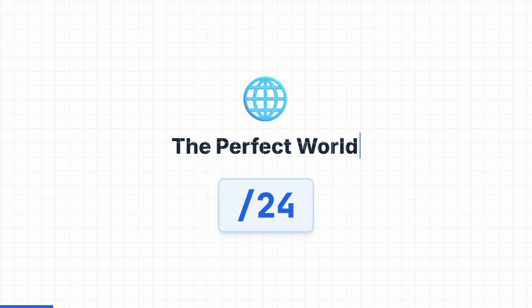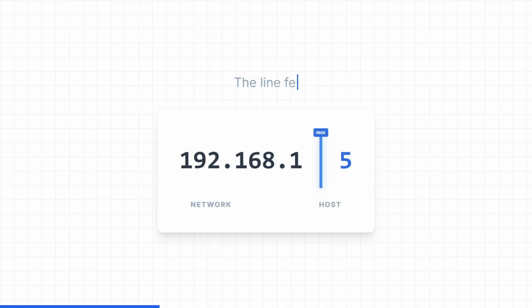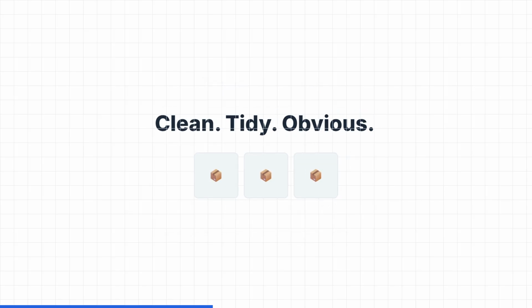In the last video, we lived in a perfect world. We looked at the /24. That was the easy part. That was the comfort zone. In a /24, the line between the network and the host fell perfectly between the decimal numbers. It was clean. It was tidy. You could just look at the numbers and see the structure immediately.